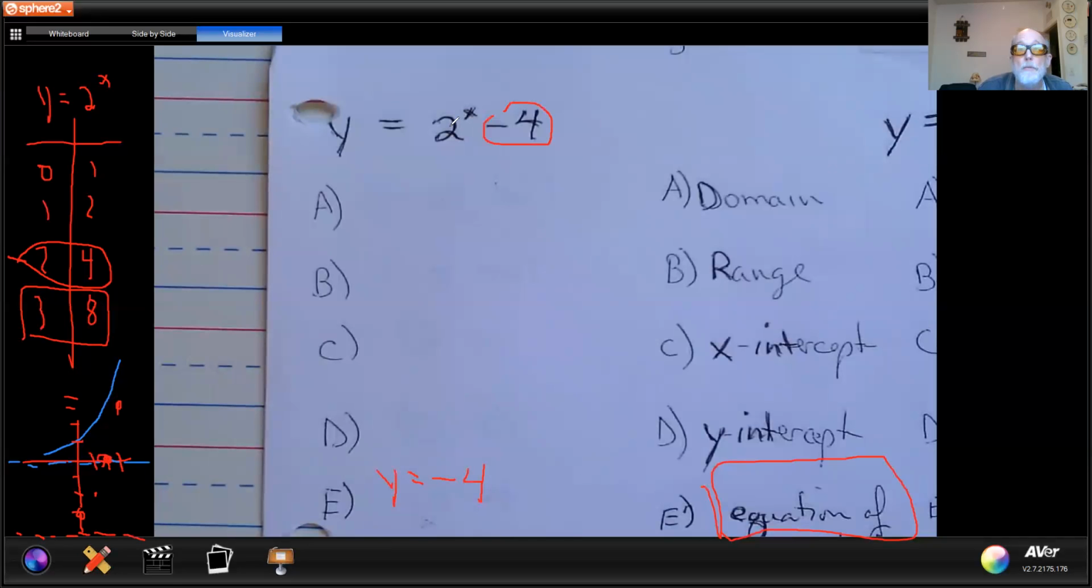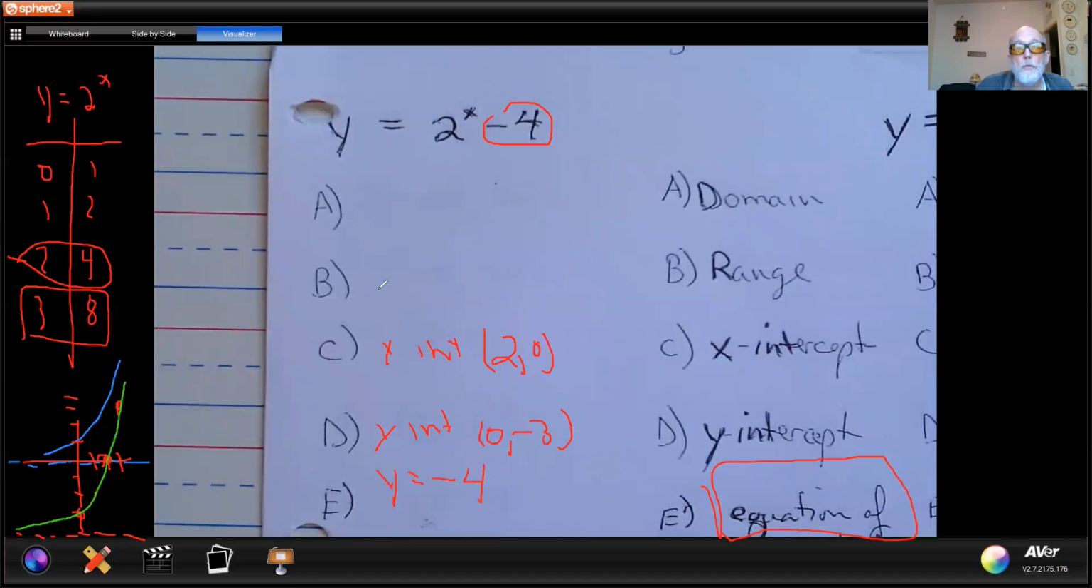And so my new graph, let's use a different color for my new graph. My new graph would look like this. Totally different than the original graph, right? So everything is down 4. So what's the y-intercept? The y-intercept is -3. What's the x-intercept? So this time it has an x-intercept because the asymptote's way down here. The x-intercept is (2, 0).